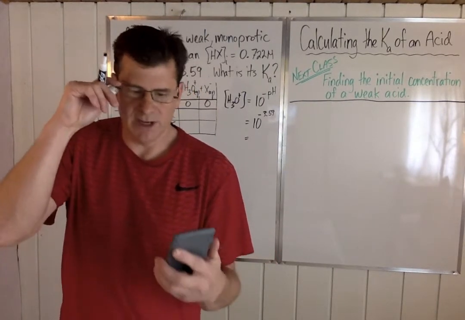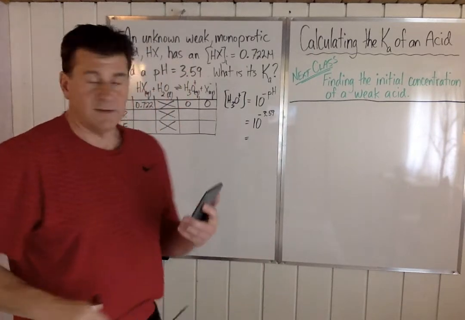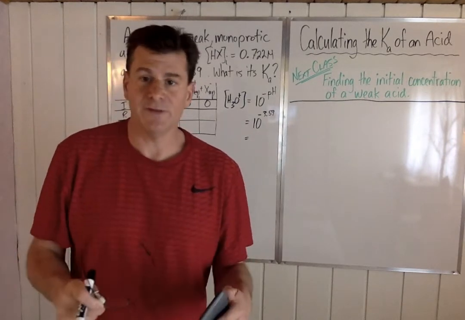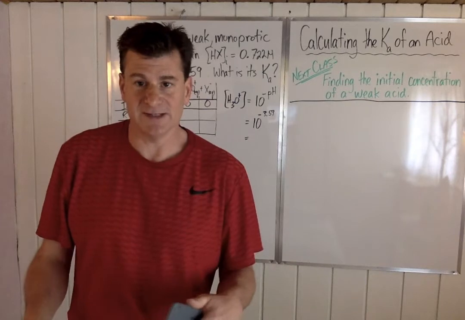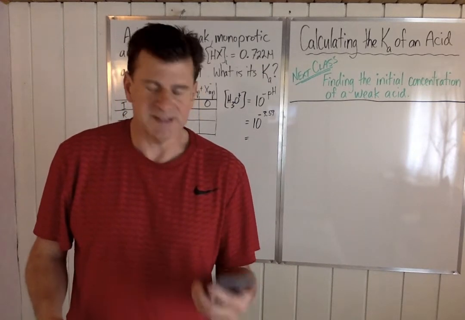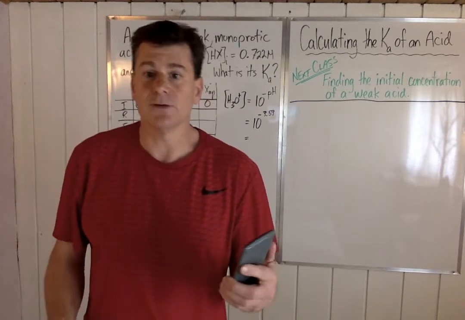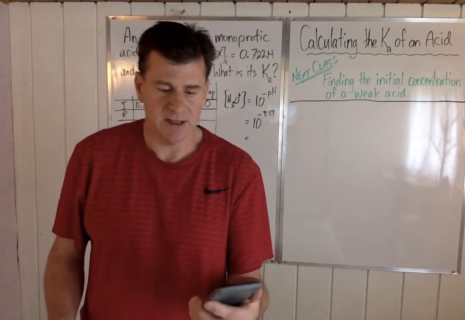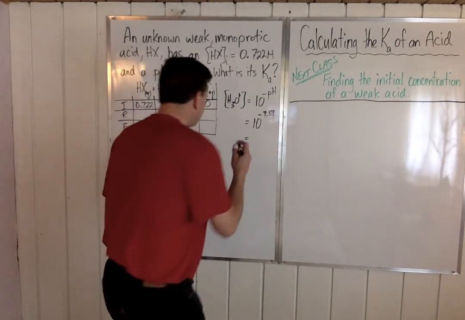How many sig figs do I get? For the pH, the number before the decimal doesn't count, the numbers after the decimal do count. So only the 5 and the 9 are significant, the 3 is not. So it has 2 sig figs. So my answer comes out to, I round it to 2.6 times 10 to the negative 4.